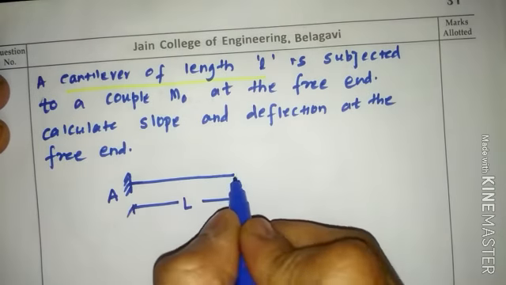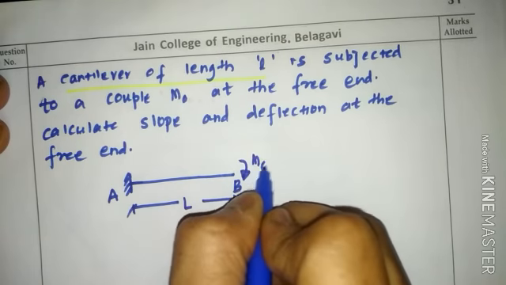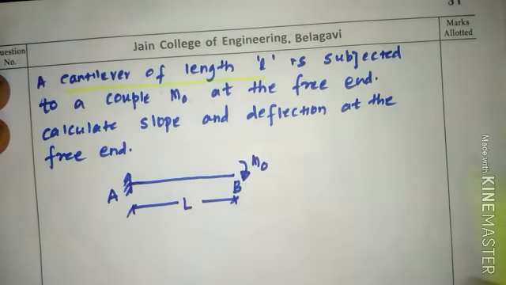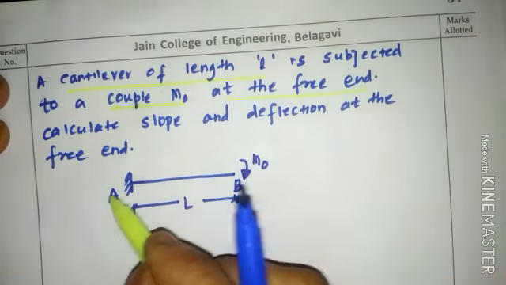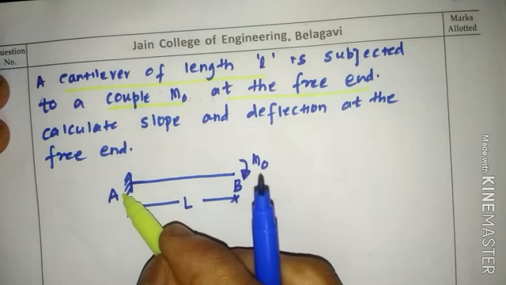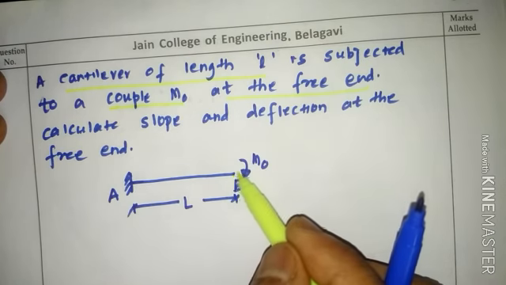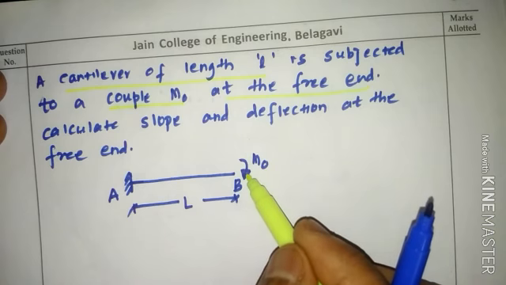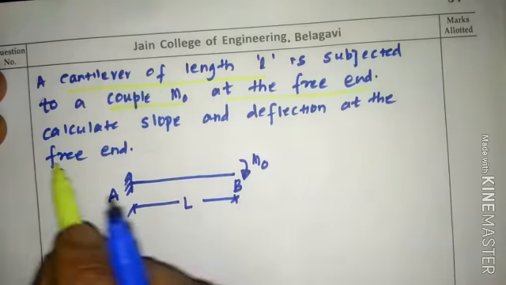B is a free end, so I should have a couple of M0 at the free end. This particular condition is also satisfied. It's a couple at the free end. I cannot have the couple at point A because it's a fixed end. Point B is a free end which doesn't have a support. So I am going to introduce a couple at point B, and we need to calculate slope and deflection at the free end.